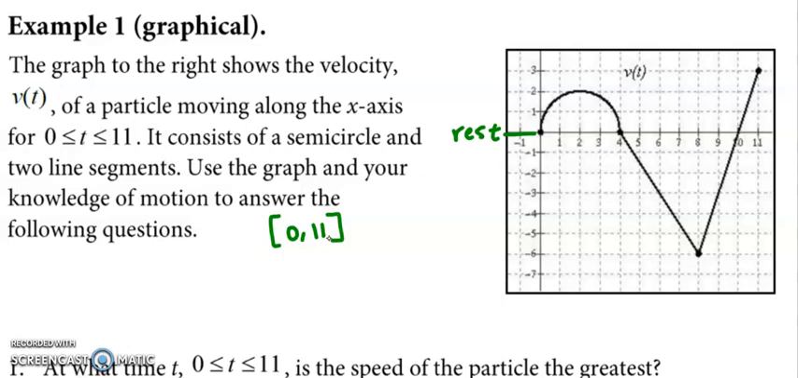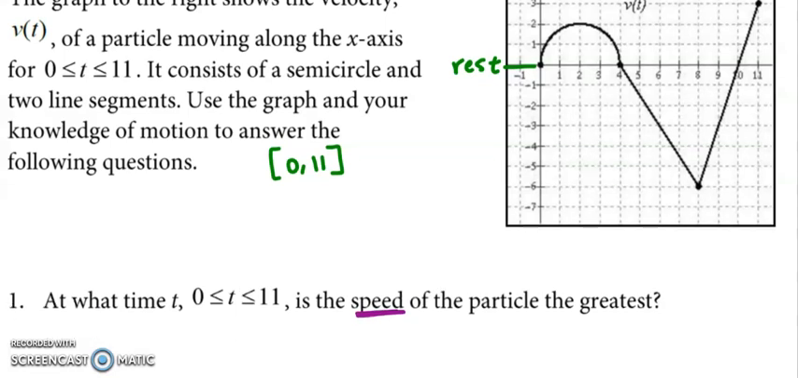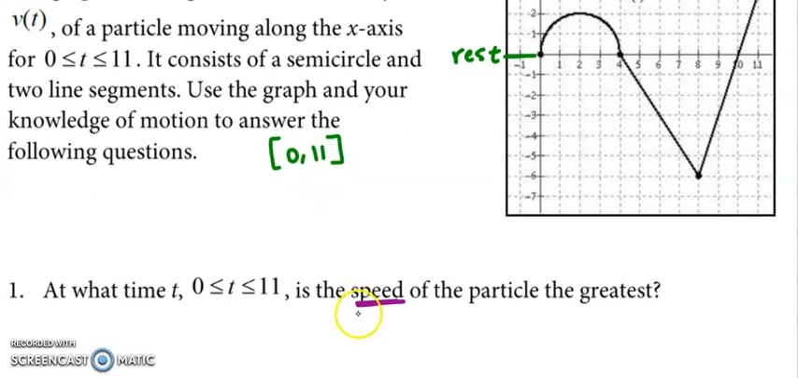It consists of a semicircle and 2 line segments. Use the graph and your knowledge of motion to answer the following questions. Question 1. At what time between 0 and 11 is the speed of the particle the greatest? Well, a couple different ways to think about how we could find speed. We know speed is the absolute value of velocity.